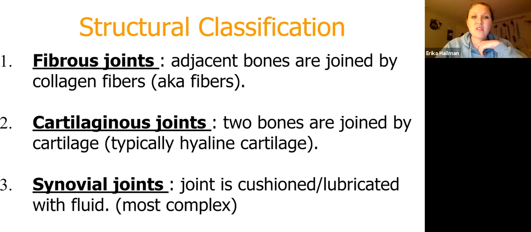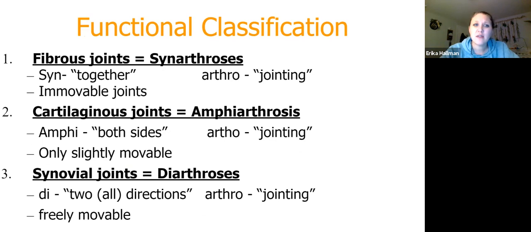The fibrous joints, just like it sounds, have fibers. They attach bones together with collagen fiber. Cartilaginous joints attach with cartilage, and synovial joints have a pocket of synovial fluid that helps to lubricate those joints. The functional classification describes those joints in terms of their movement, so their function.